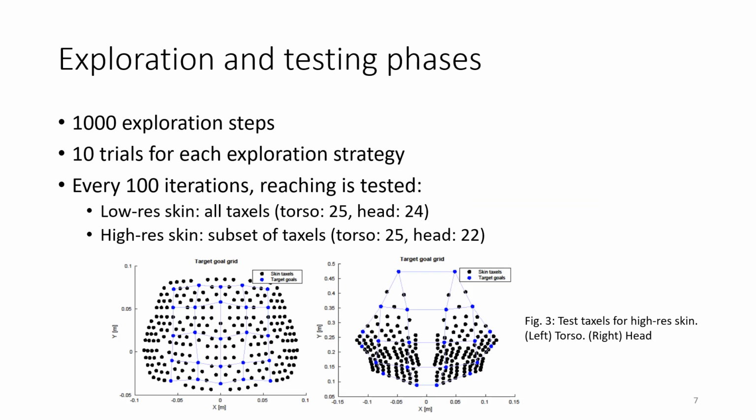All experiments ran for 1000 iterations, and each strategy was run 10 times. All results are averaged over these 10 trials. Every 100 iterations, taxel reaching is tested. For low-resolution skin, all taxels are tested. For high-resolution skin, about 10% of the taxels are tested, spread in a grid-like pattern. The tested taxels are represented in blue in the figure.